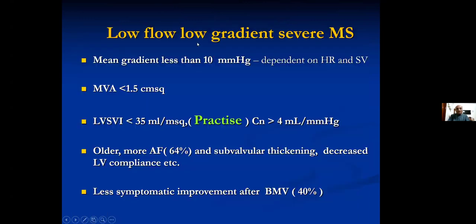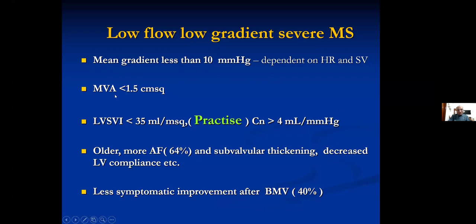Now this has come. This is an important slide. A low flow, low gradient severe MS, like in aortic stenosis, when the mitral valve area is less than 1.5 centimeters square and the mean gradient less than 10, because as the mitral valve area goes on coming down, the mean gradient will go on increasing. But when the mean gradient is less than 10 and the stroke volume index is low, and as I told you, the gradient depends upon heart rate and stroke volume.